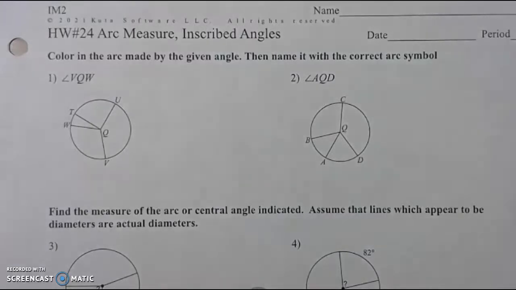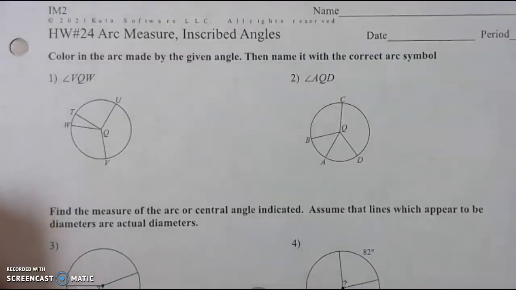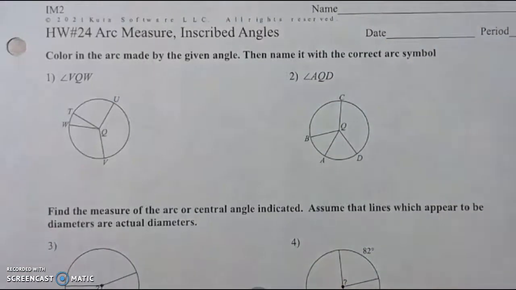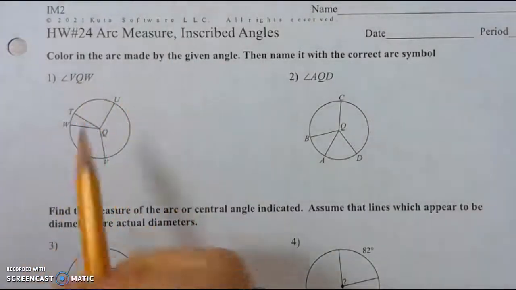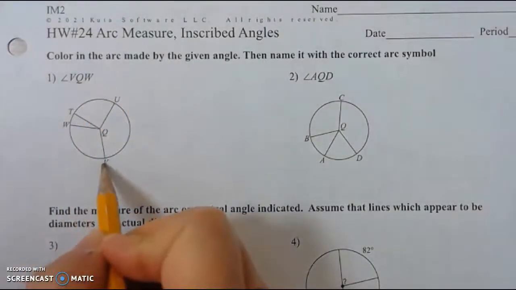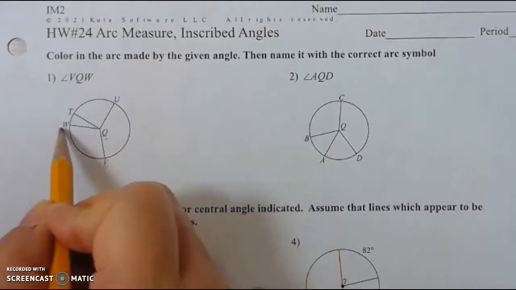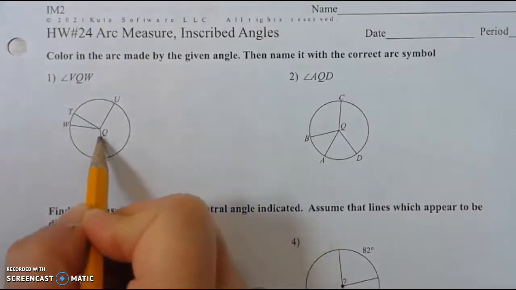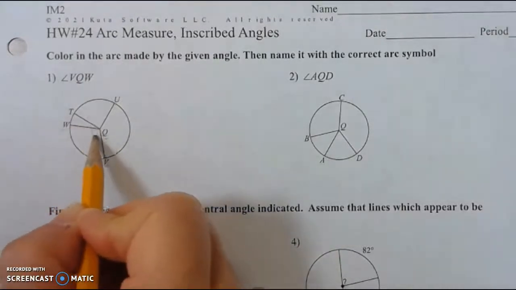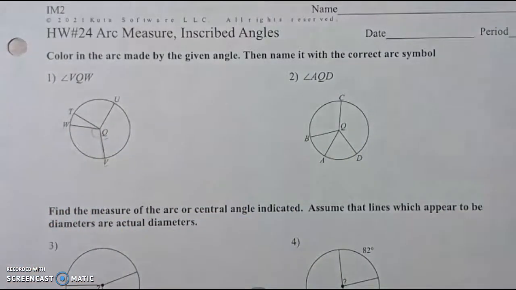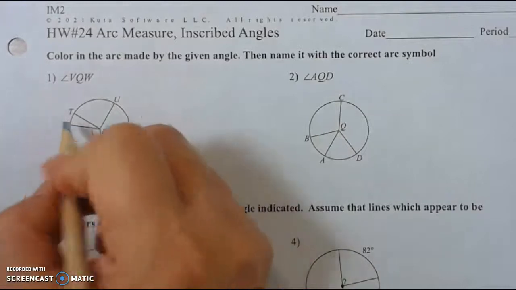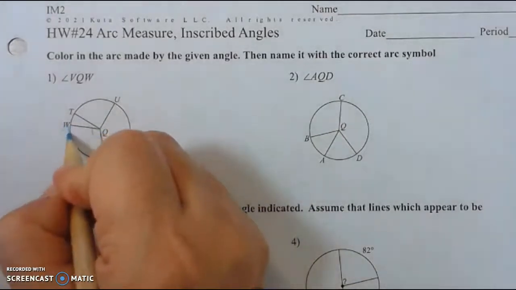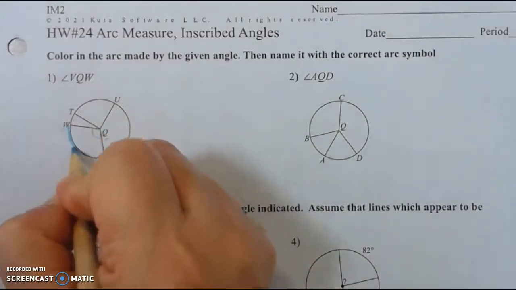Color in the arc made by the given angle, then name it with the correct arc symbol. When we are being asked angle VQW, first find your angle VQW. We're really talking about this angle right there, aren't we? Which is the arc intercepted by this central angle here? It is this portion.